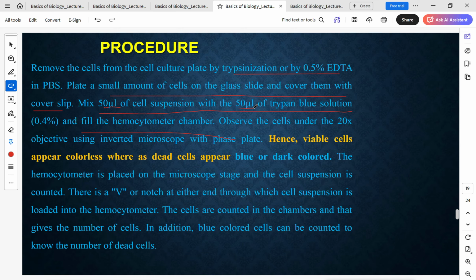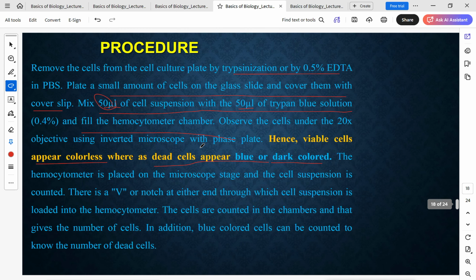If your cell suspension is very dense, then instead of this 50 microliter, you take 10 microliter of cell suspension and 40 microliter of PBS, and add 50 microliter of trypan blue into that. So you get a hang of that once you culture cells, but the end result is you can observe the viable cells which are colorless and the dead cells which are blue or dark colored. You place it in the hemocytometer chamber.